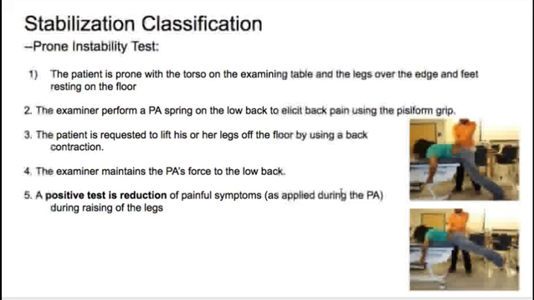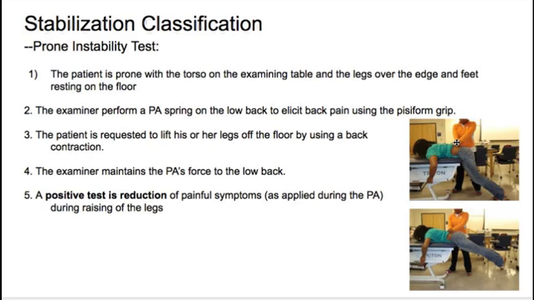The prone instability test is illustrated here to your right. Essentially, what you're going to do is position the person in a prone position with the knees off the end of a table. Then you're going to do a posterior to anterior pressure. You can see that the hands are crossed over each other and the person's pushing down on a specific segment of the spine.